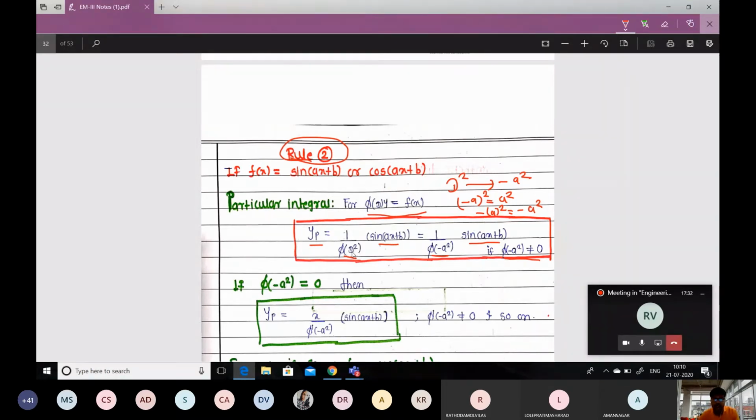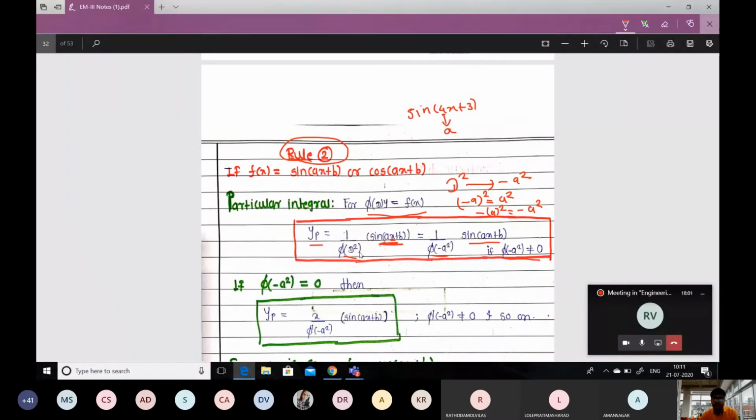So the formula is very simple. In this case, instead of D, we are replacing the D square term by minus times a square. And what is that a? Look here, sine ax plus b. That means it is the coefficient of x, that is a. For example, if you have sine 4x plus 3, then in that case the value of a is what? 4. Okay, this is a.